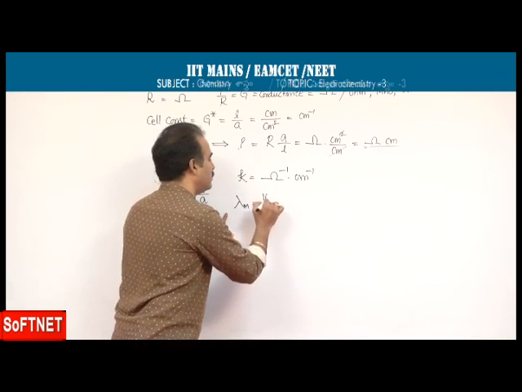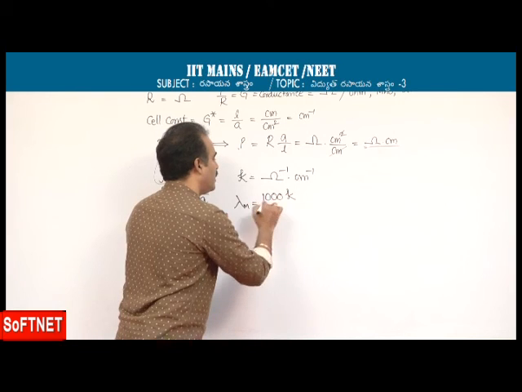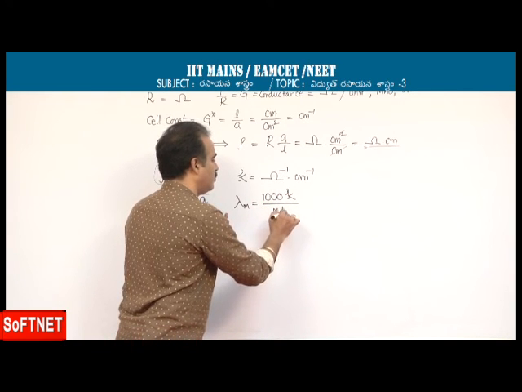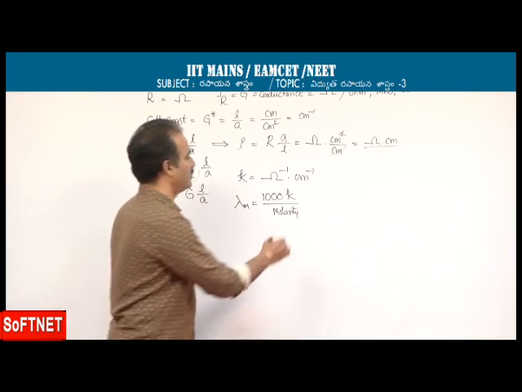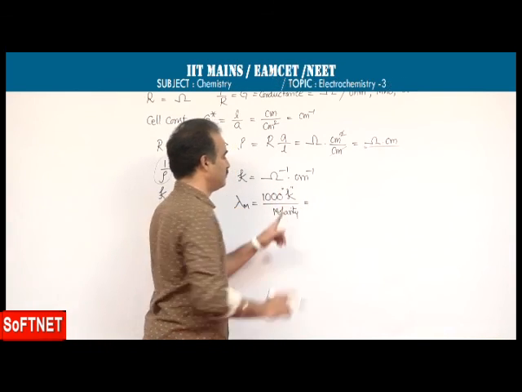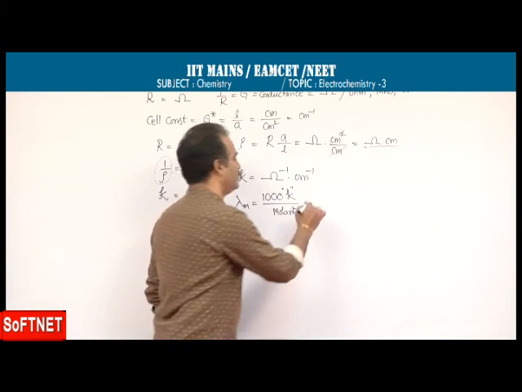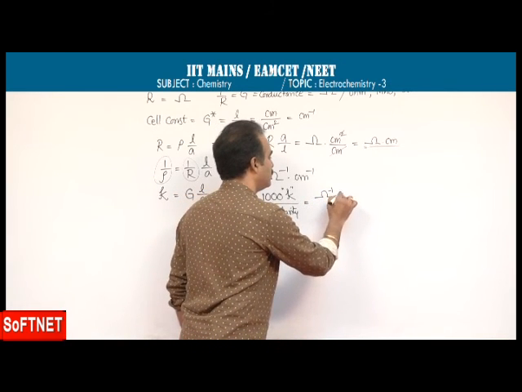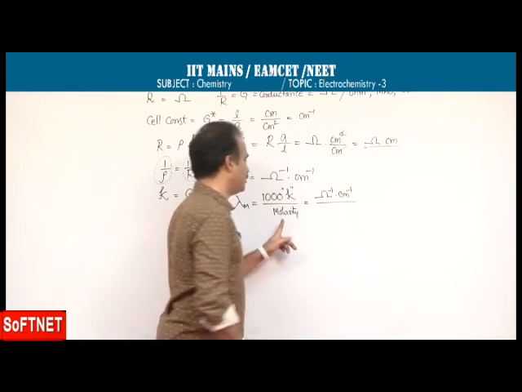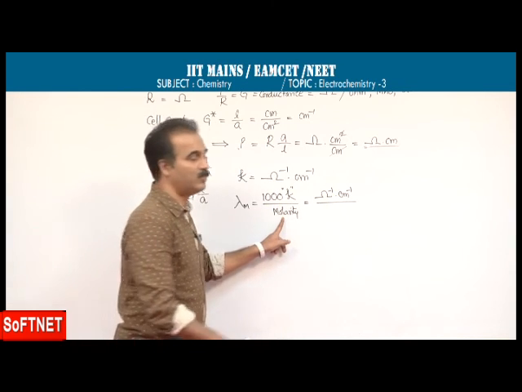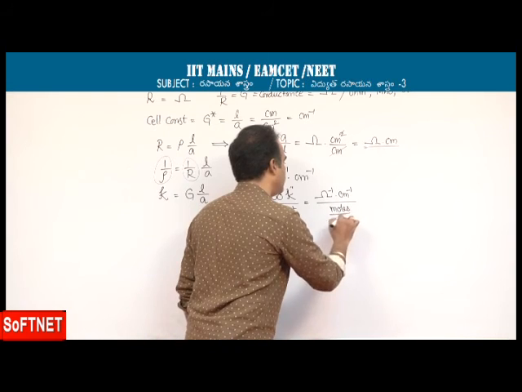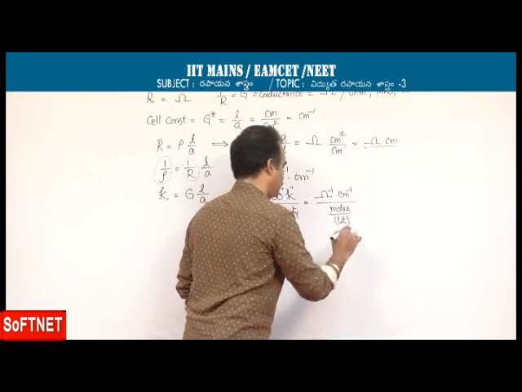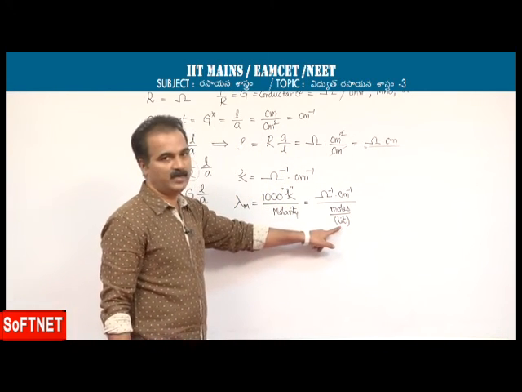We write it as 1000 into K by molarity. So, units of molar conductance. Specific conductance has units of ohm inverse, centimeter inverse. And this is molarity. Molarity means moles per liter, and this liter we should write in terms of centimeter cube.